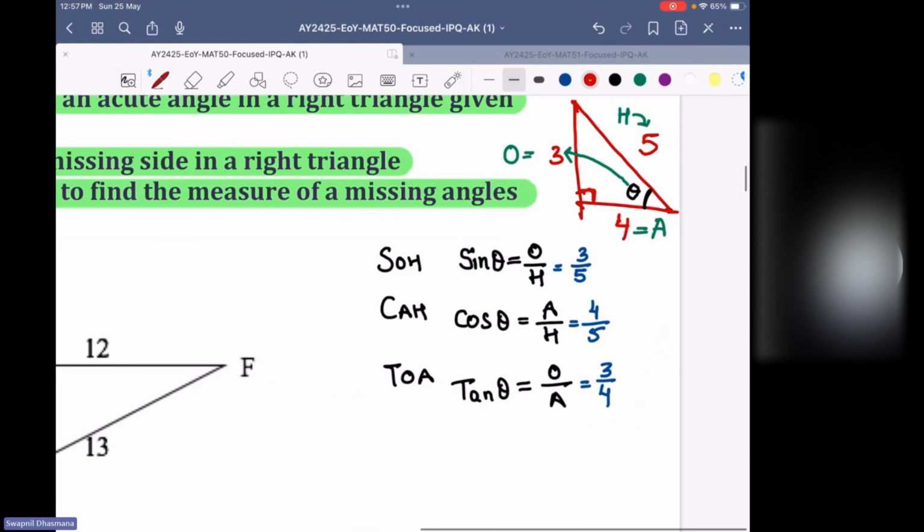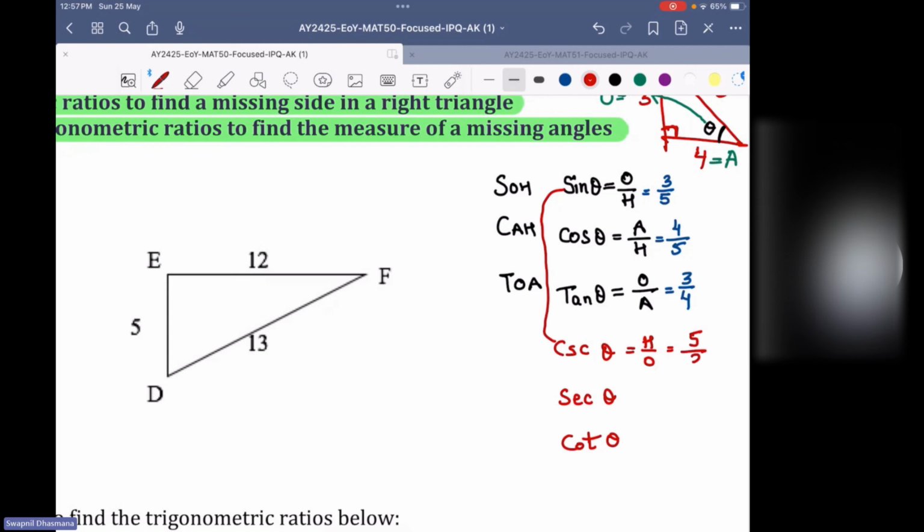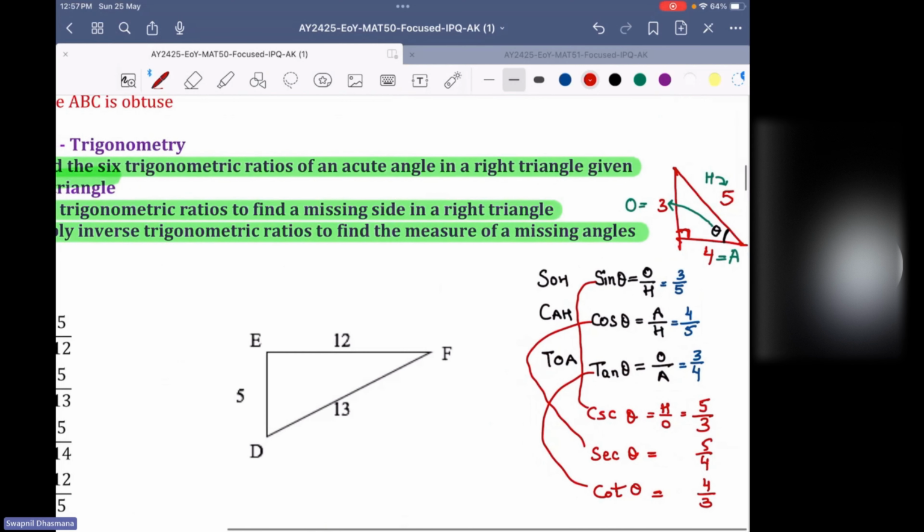However, if you have to find the opposite of these, which is for sine it is cosec, for cosine it is sec, for tan it is cot, all you have to do is just flip them. So it'll be H over O, the opposite of sine, which is 5 by 3. Sec would be 5 by 4, just the opposite of cosine. And cot will be the opposite of tan, which is 4 over 3. So these are inverses, opposite of each other. These are the 6 trigonometric ratios.